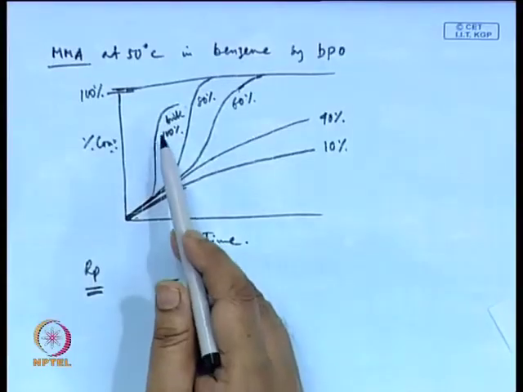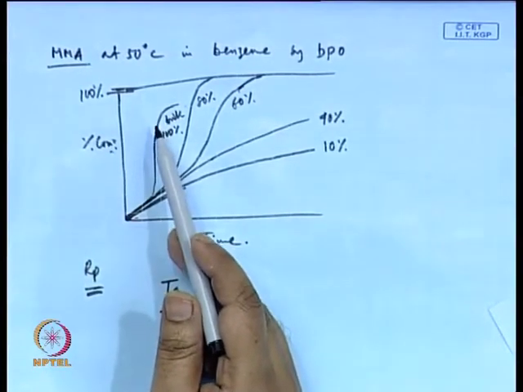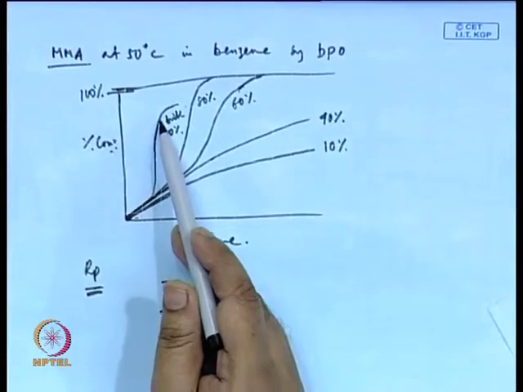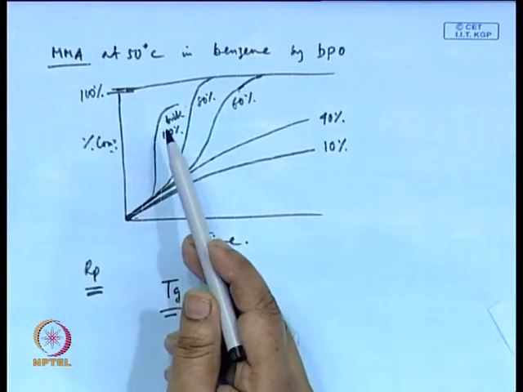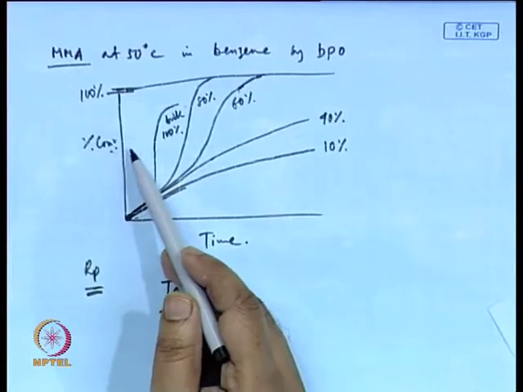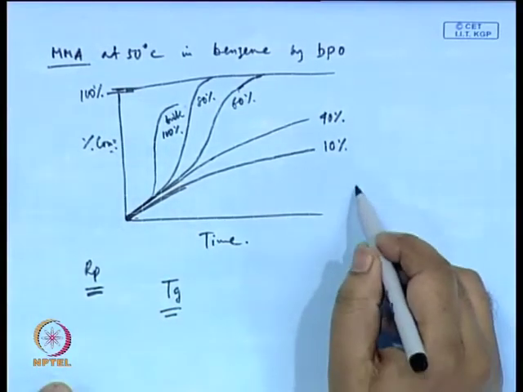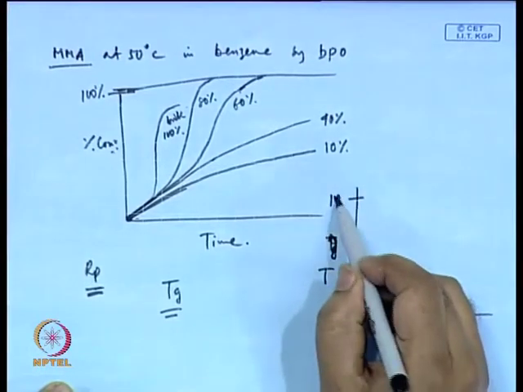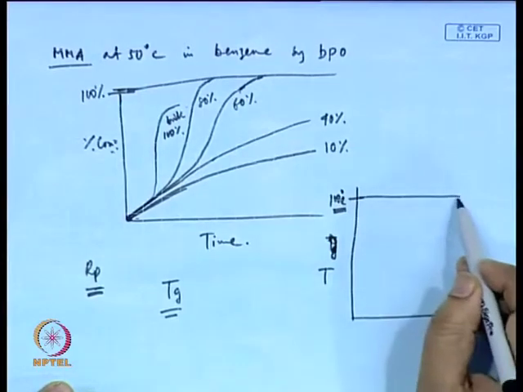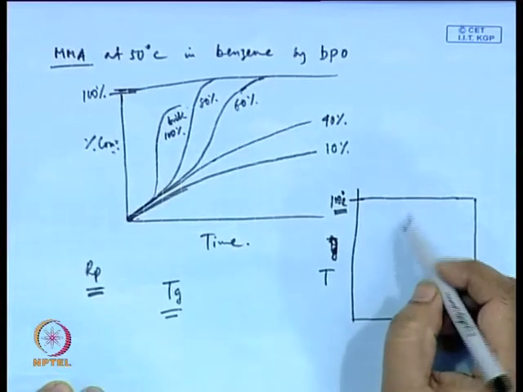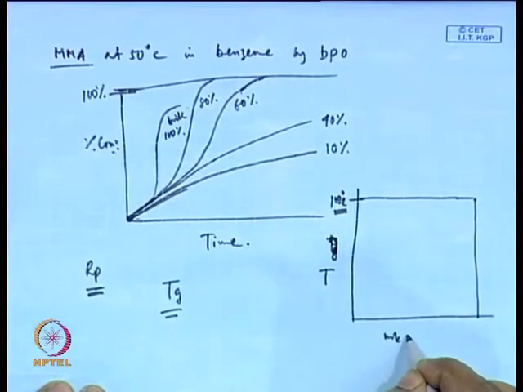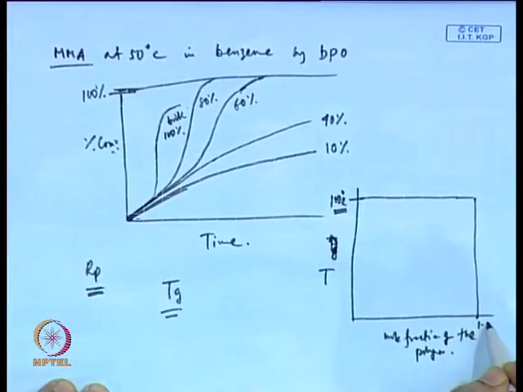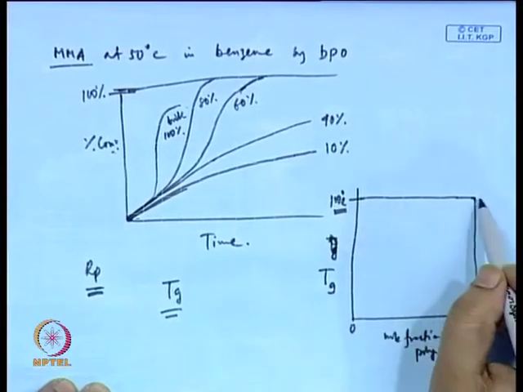So, if you increase the conversion, that means more and more polymer forming, less and less monomer present in the medium, that means the Tg of the polymer present is becoming higher and higher, because you are reducing the amount of monomer present in the medium. So, if this is temperature and this is 100 degree centigrade, your Tg for PMMA in this case. This is mole fraction of the polymer. If the mole fraction of the polymer is 1, then the Tg would be 100 degree centigrade for the pure polymer.